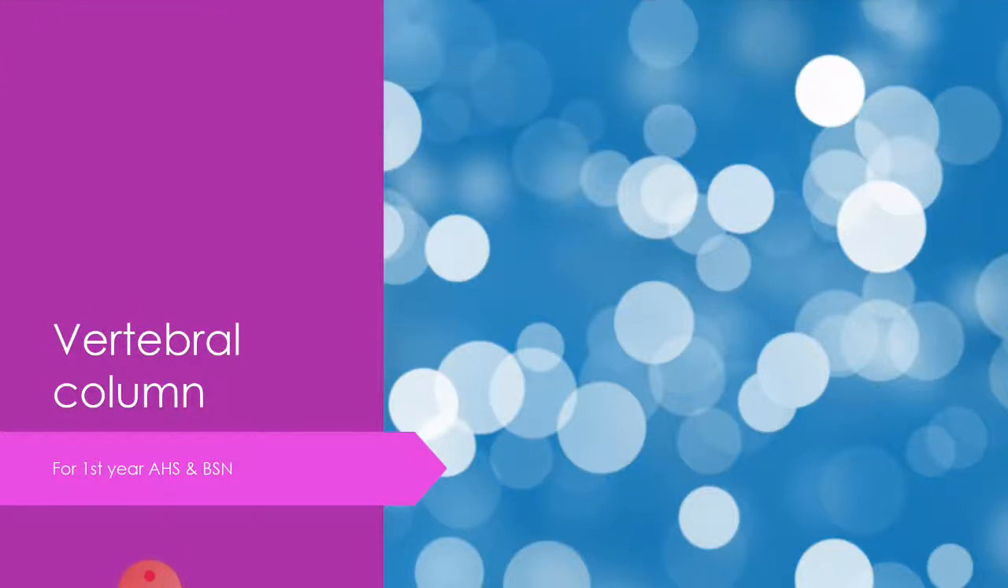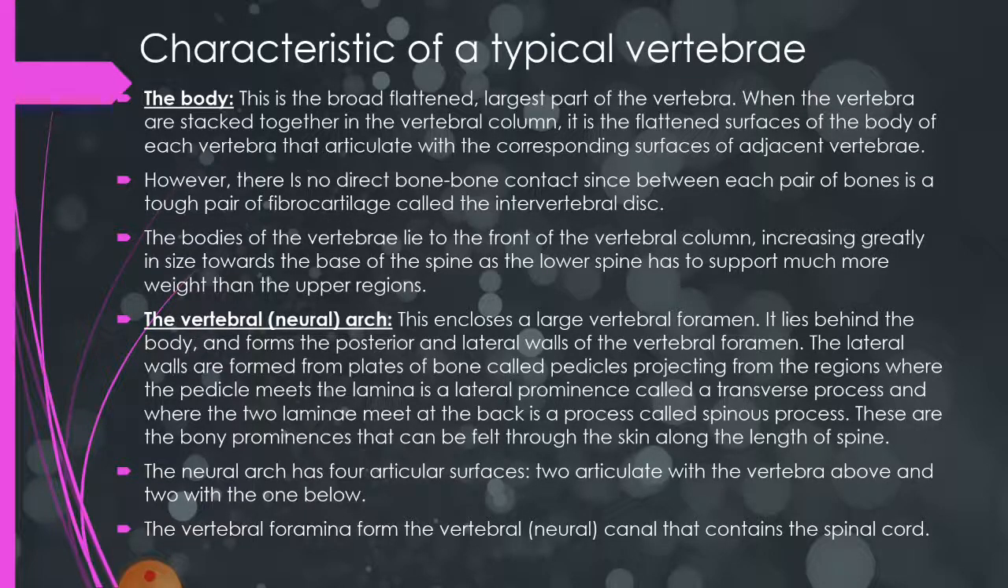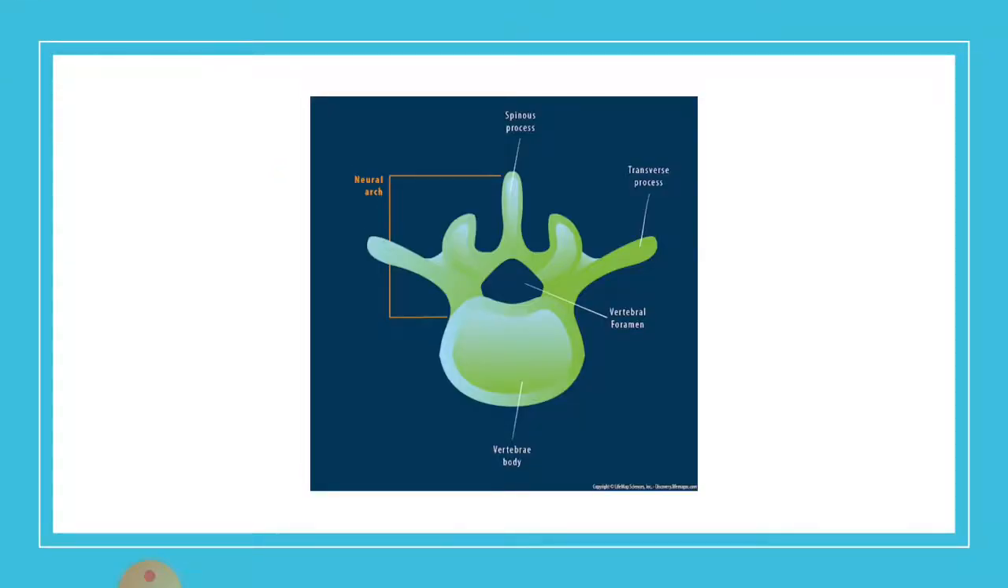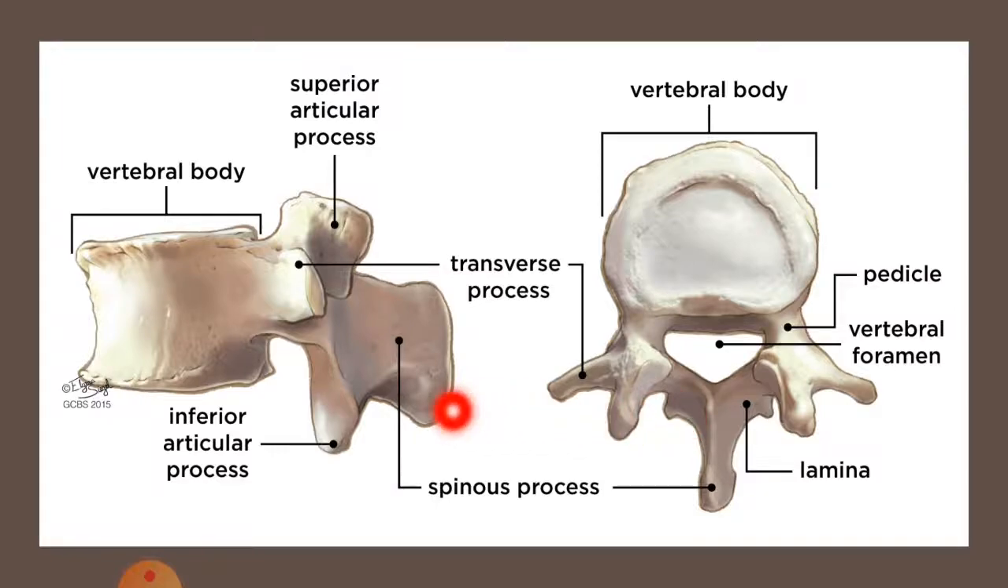So, before talking about the characteristics of a typical vertebra, let's look at this image. This is showing the features of a typical vertebra, and this is a view where we are looking at the vertebra from above, meaning this is a superior view, and this one here is the lateral view, where we are looking at the vertebra from the side.